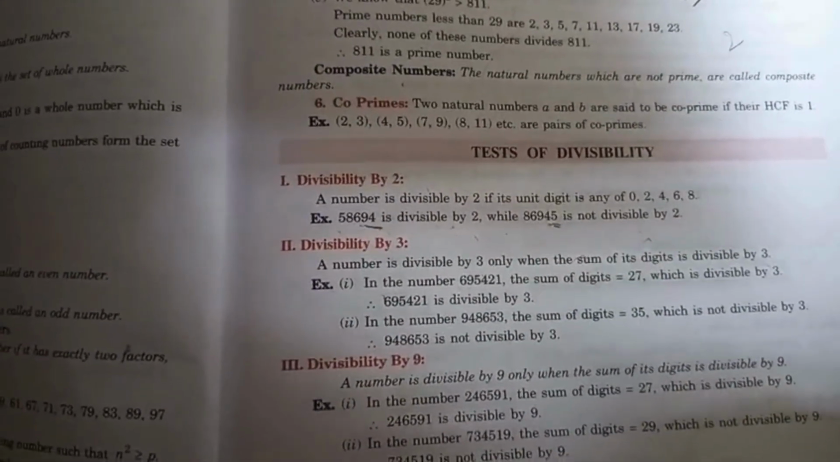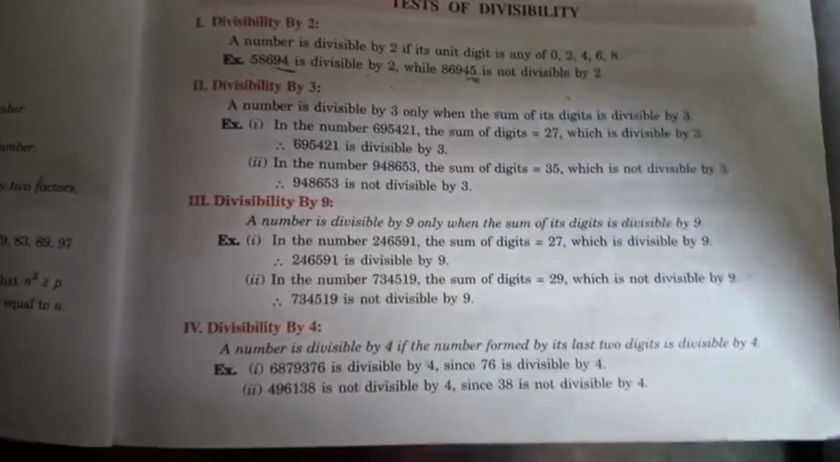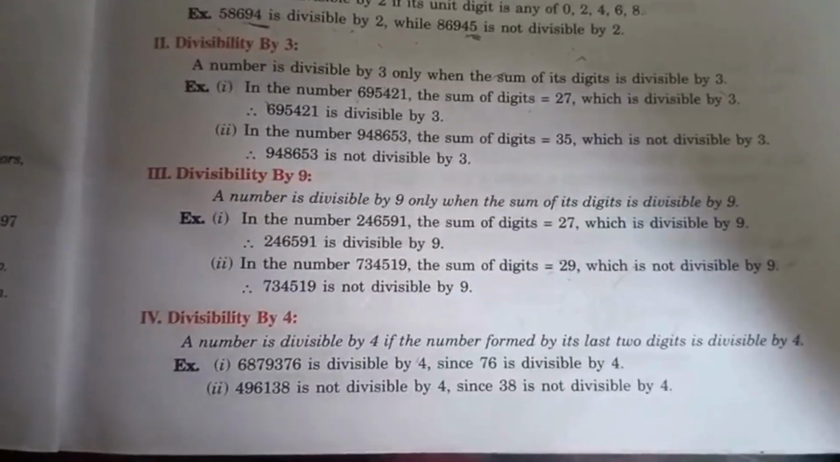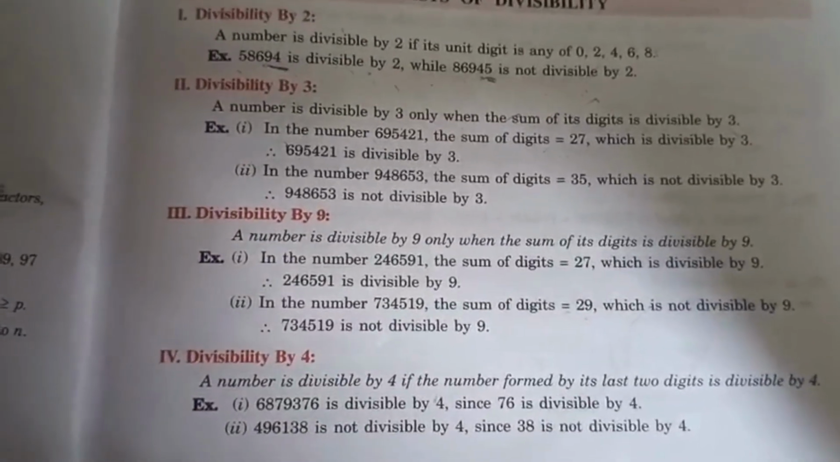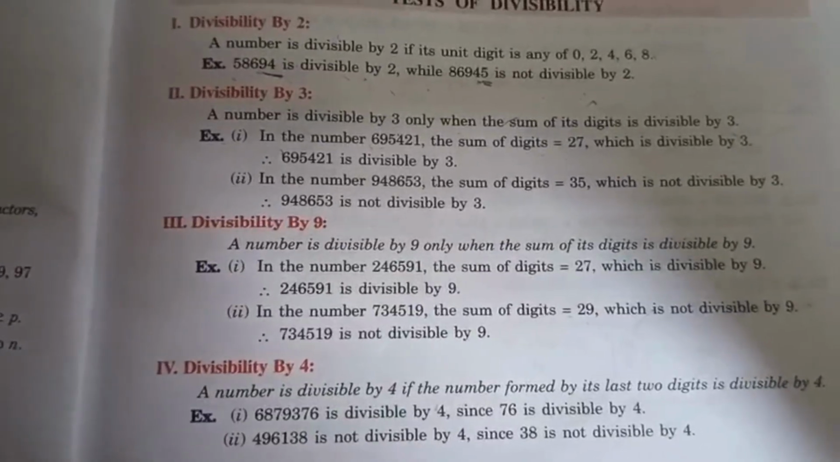Next, divisibility by 4. For divisibility by 4, we only check the last two digits, and if those two digits form a number divisible by 4, then the whole number is divisible by 4.